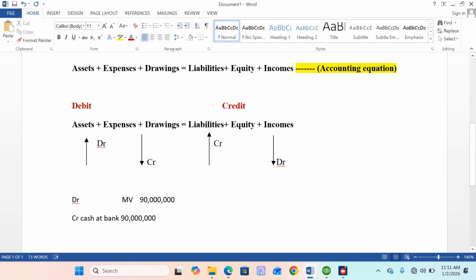So what if we bought this motor vehicle by loan? If it was purely a loan, it means the motor vehicle is increasing in our business. A loan is a liability, and the liability is also increasing. And we said things of this side are credited whenever they increase. That means we are going to debit motor vehicle.